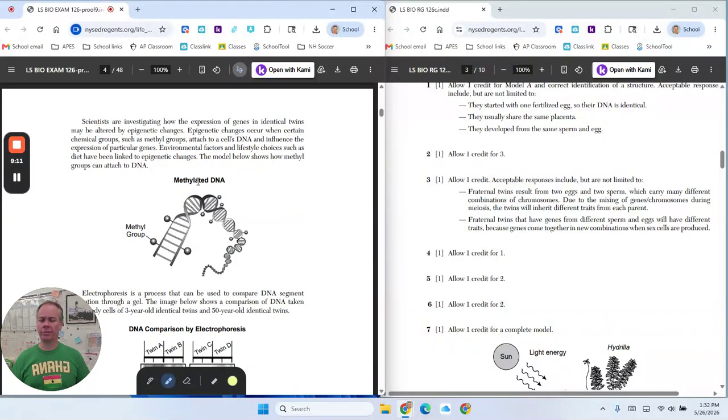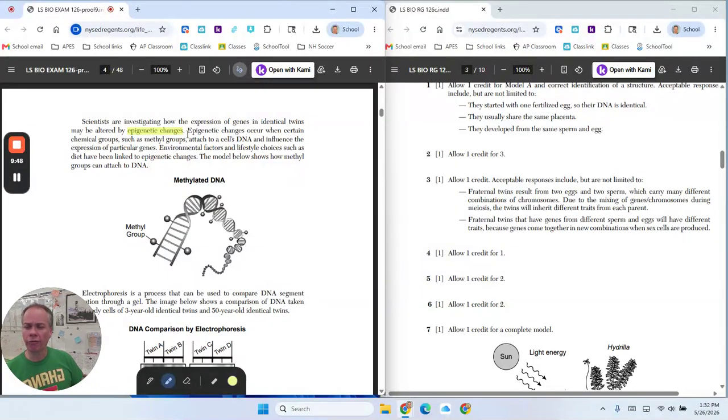Okay, so now what we have in this cluster is some more information, more models, some more reading passages. So you always want to focus, you always need to read every piece of information given, and you always need to analyze every model. So I'll do this with you for this first cluster. Scientists are investigating how the expression of genes in identical twins may be altered by epigenetic changes. Now you may see this and you may say, epigenetic changes? I've never heard of that. Well, it is covered in the lactase lab a little bit, and we'll see that in a minute.